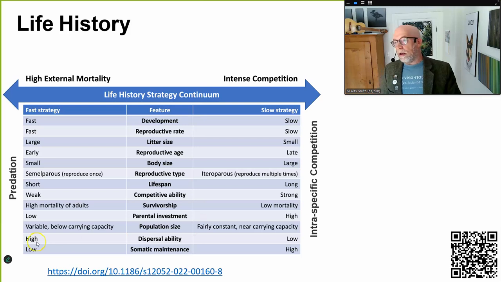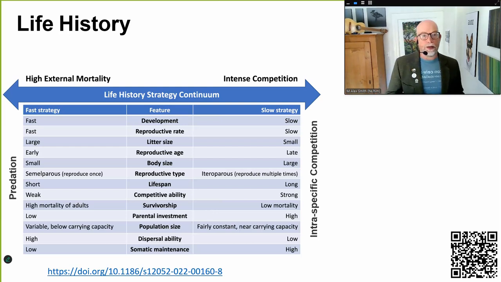So we've got here the idea that on the left-hand side, with high external mortality, we see a lot of the driving effect of predation, of predators. And then on the slower strategy, we see intraspecific competition making important contributions.